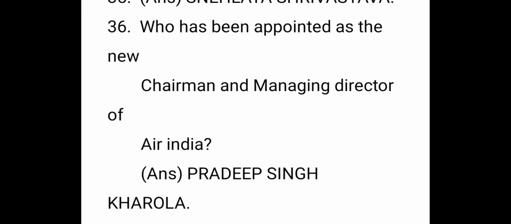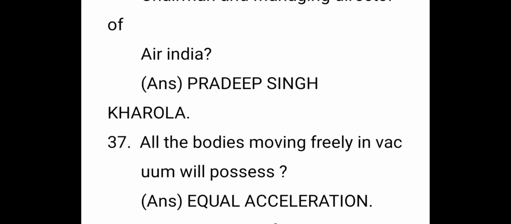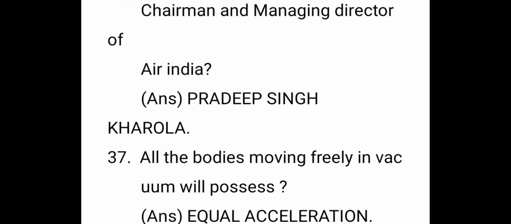Who was appointed as the new Chairman and Managing Director of Air India? Pradeep Singh Kharola was the previous one. After he resigned, Tata Sons announced Mr. Campbell Wilson as the CEO and Managing Director.